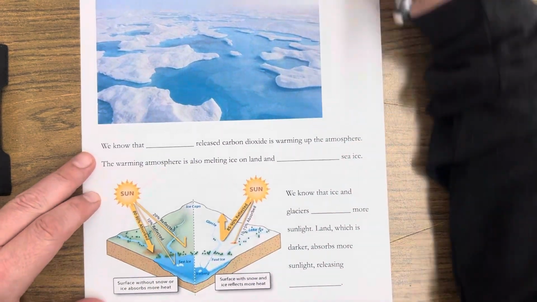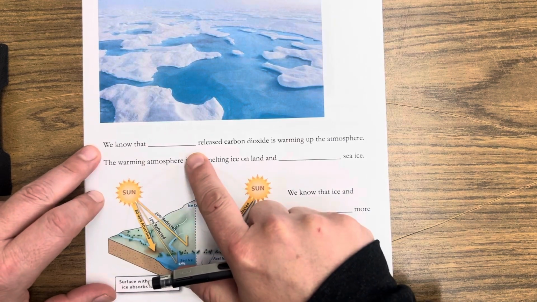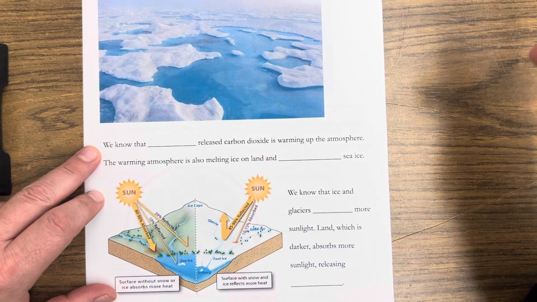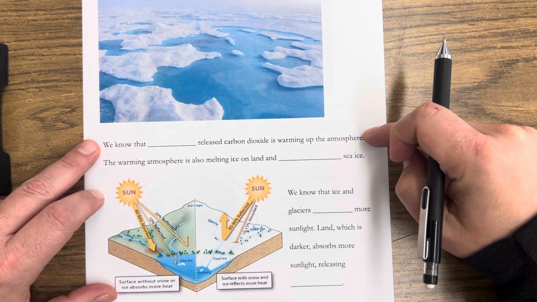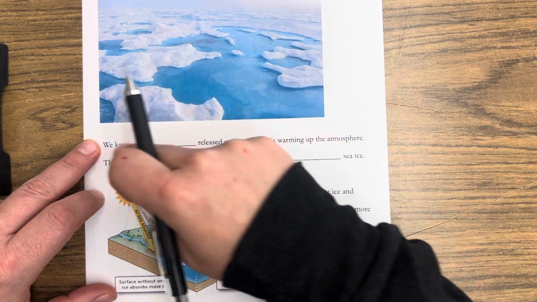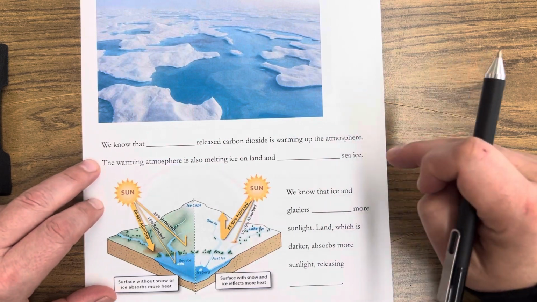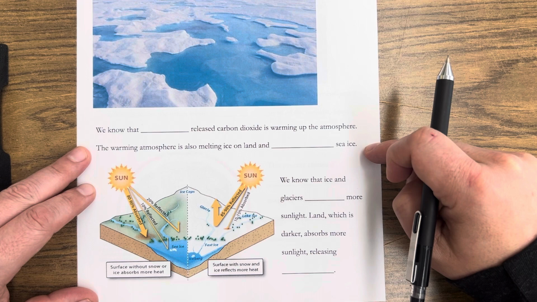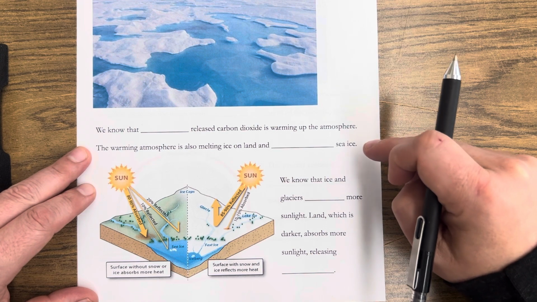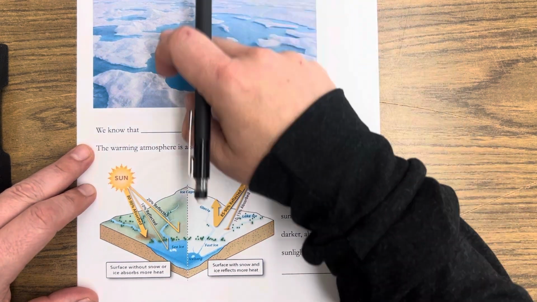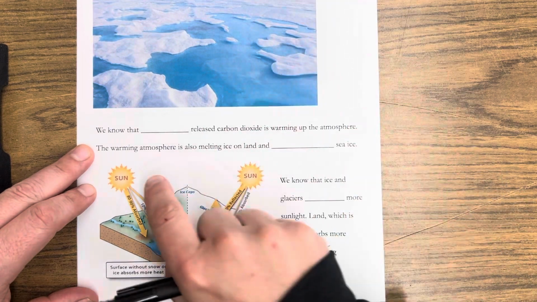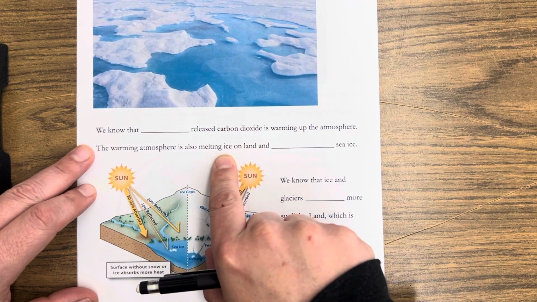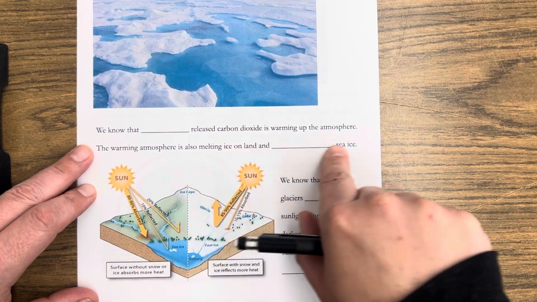So let's start this off. We know that human-released carbon dioxide is warming up the atmosphere. This is just fact. There's plenty of data that supports and proves this idea. The warming atmosphere is also melting ice on land and floating sea ice. As the atmosphere warms up, we can see and measure a lot of the ice melting over the last 150 years, okay?